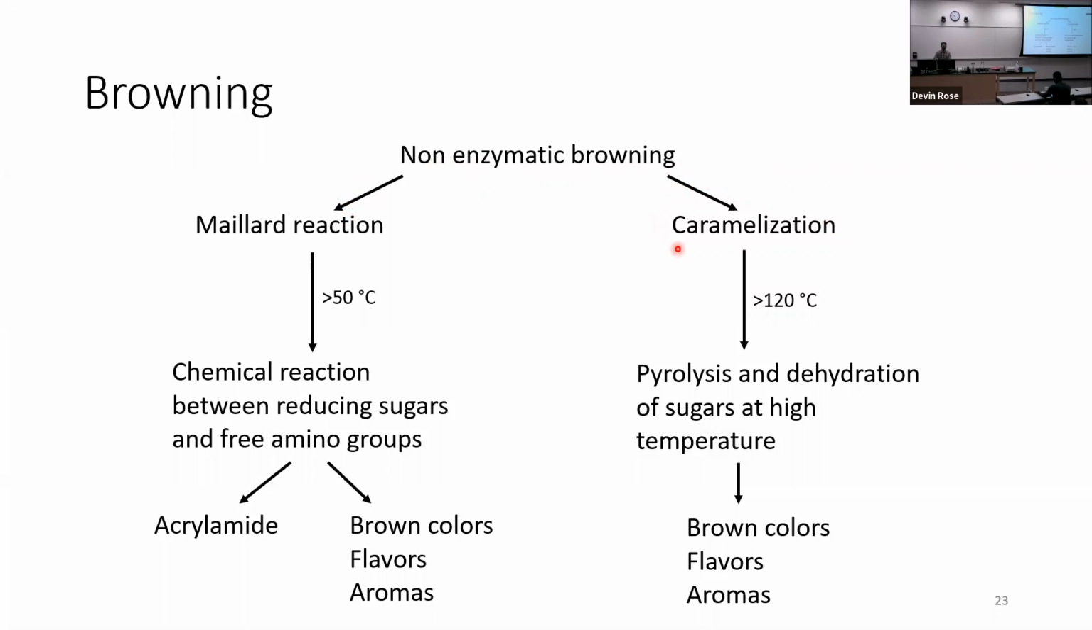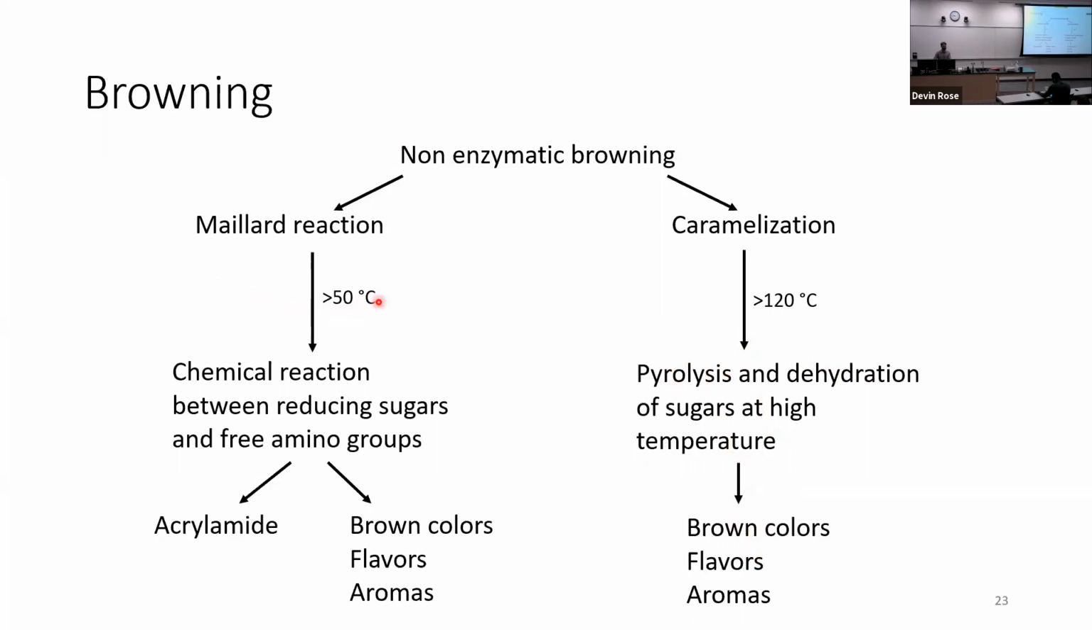So we have caramelization, which involves only sugars and occurs only at very high temperatures. So substantially above boiling water temperatures. This is where we get caramelization to occur. We have a lot of dehydration that occurs, and then pyrolysis. And those pyrolytic products can be reactive and form brown colors. And they can also be aroma compounds.